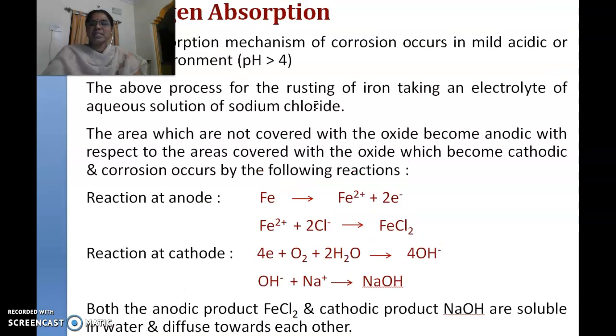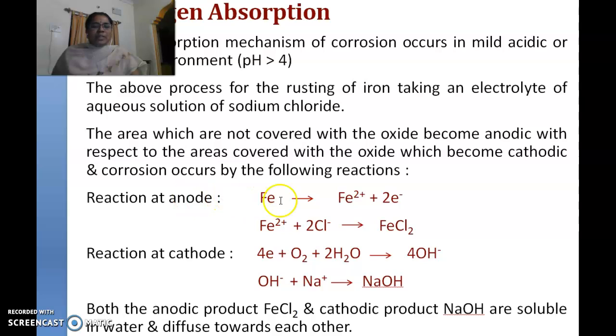Right? So that is about hydrogen evolution type. Second case, we are going to learn about oxygen absorption. So obviously in oxygen absorption, the pH will be greater than 4. This is the foremost one. And here in this case, apart from oxygen, as it comes under wet corrosion or electrochemical type of corrosion, it means that an aqueous medium will be there, right?